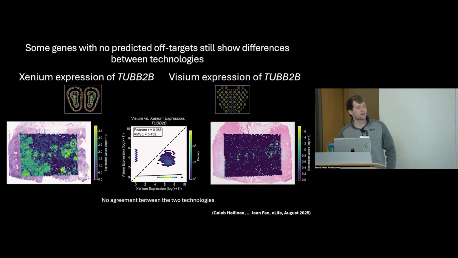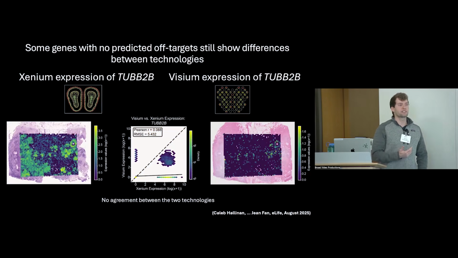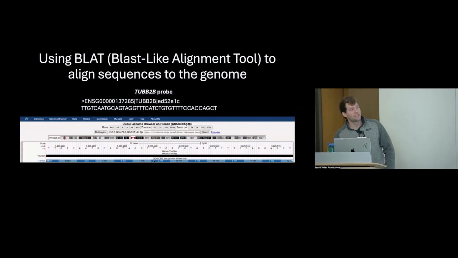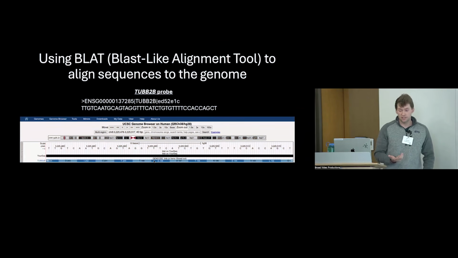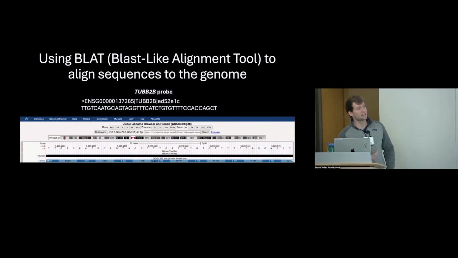Again, this had no predicted off-targets, but when I was doing this project, I manually aligned a lot of these probes just to see what was going on, and the result I got was pretty interesting. Again, I'm using BLAT to align these sequences to the genome. Here's the TUBB2B probe, which I took from the breast panel of probes. If we take this probe and align it using BLAT, we see that our sequence perfectly aligns to TUBB2B. That's great, exactly what we hope and expect.